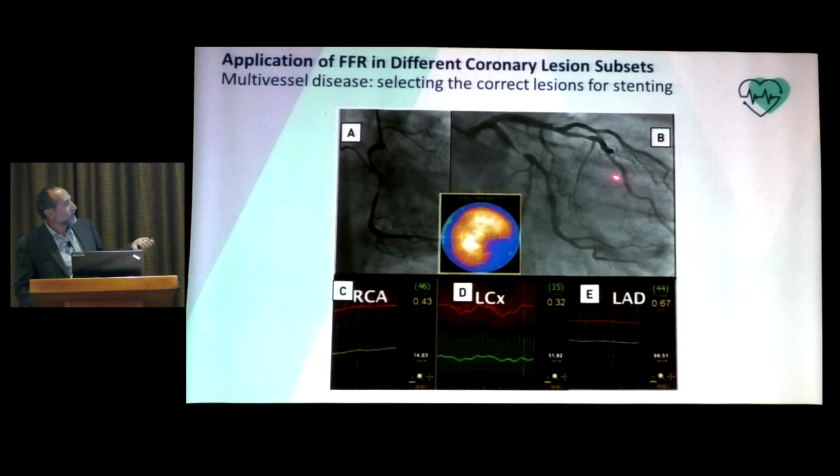Multi-vessel disease. This is one of the applications of FFR. For example, you have this patient with an RCA. You have a lesion in the mid-RCA and proximal RCA. Both appear to be tight. You also have a very tight lesion in the circumflex, and you have this lesion in the LAD. And now you want to make a decision.